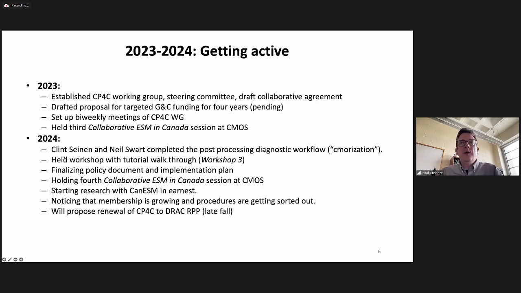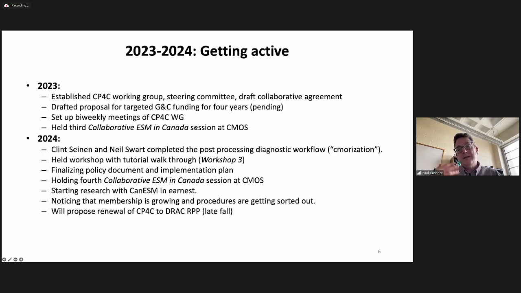And then in 2024, I think the key things that have happened so far this year are that Clint and Neil have completed this post-processing diagnostic workflow. This is basically an effort to get the output of CanESM into a useful form. And this is actually a unique resource. The useful form is the so-called CMORized version of the output of these Earth system models. This is the standard archived form that you can find for distributed information from Earth system models.